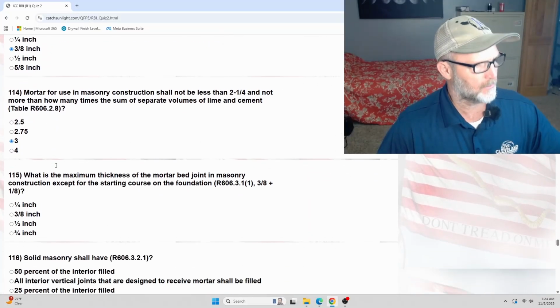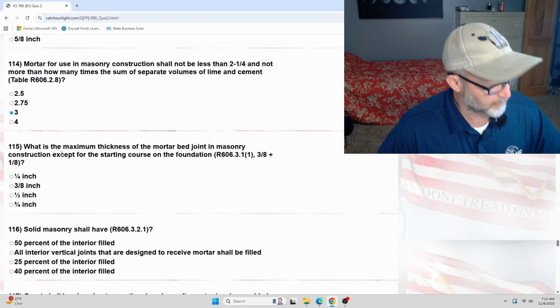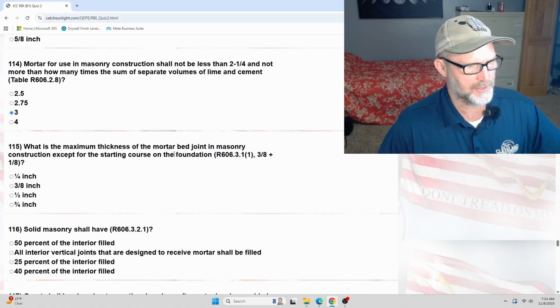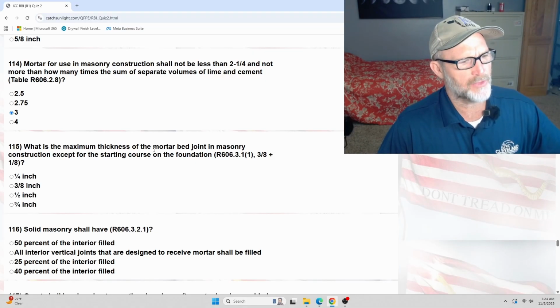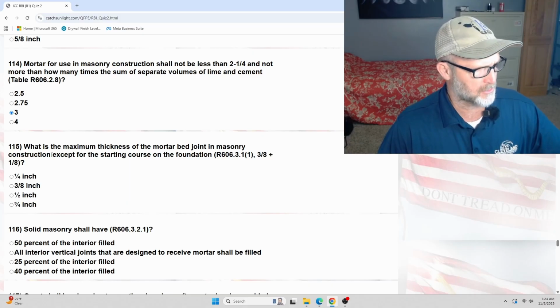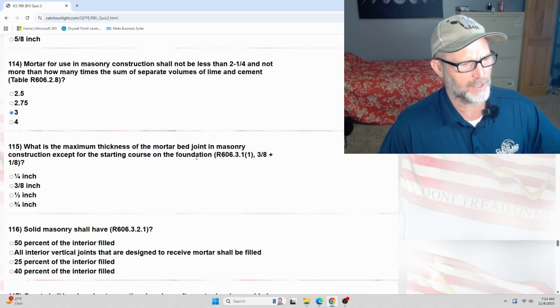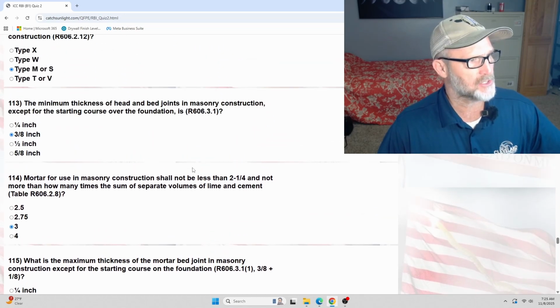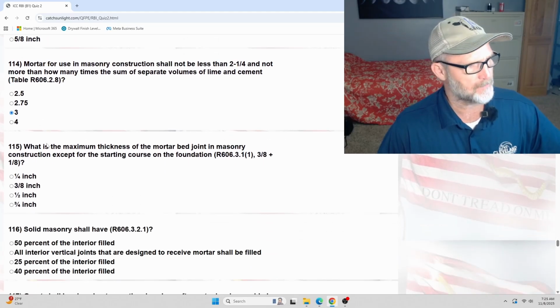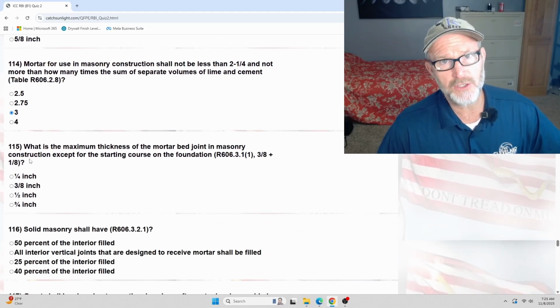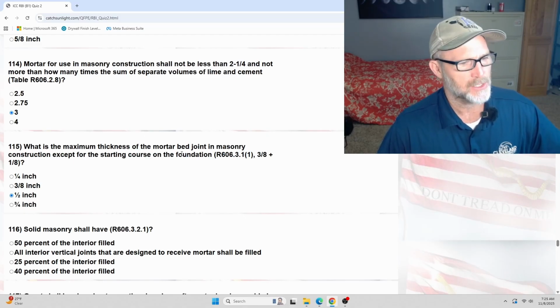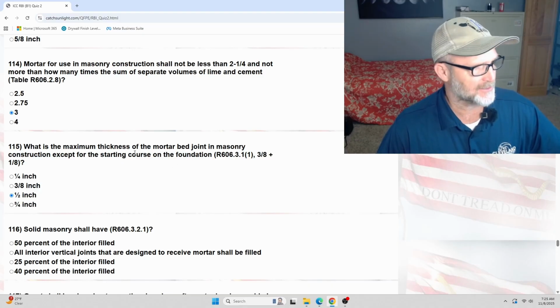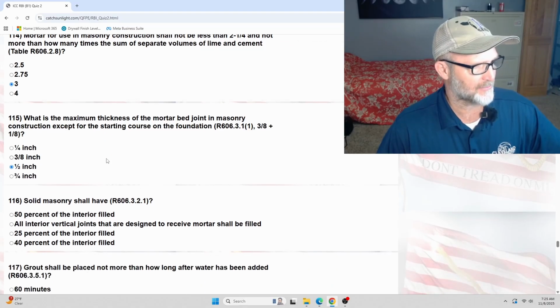Now let's get down to 115. We already read this from 606.3.1, but I'll read the question, then we'll answer it. What is the maximum thickness of the mortar bed joint in masonry construction, except for the starting course on the foundation? I mentioned before, 3/8 was the answer to problem 113. But if you add 1/8 of an inch for tolerance, what they're asking for is the maximum allowable thickness. It's actually 1/2 inch. So if you're on a job site, you need to know 3/8 to 1/2 inch. Kind of hard to maintain that perfection when you're doing this kind of work, but I guess after some experience, it's easy.